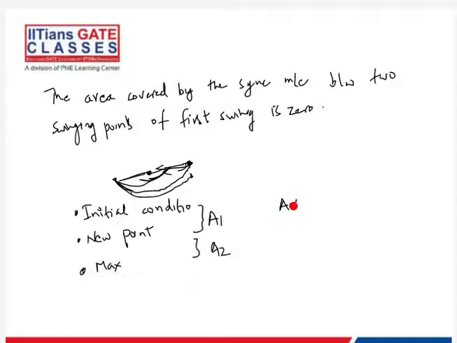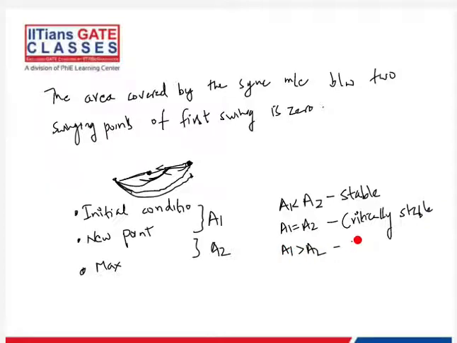So by equilibrium criteria, we can say if the system is going to be stable or unstable. If A1 is less than A2, it is stable. If A1 is equal to A2, then it is marginally stable. And if A1 is greater than A2, it is unstable, right? So far, so good. Okay.